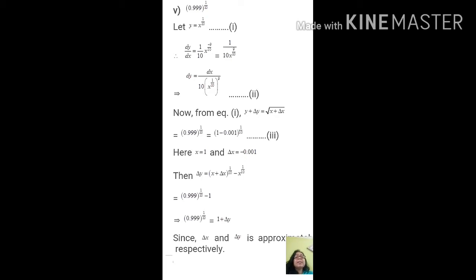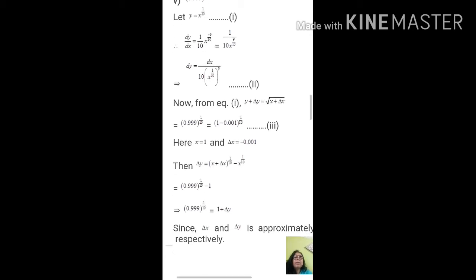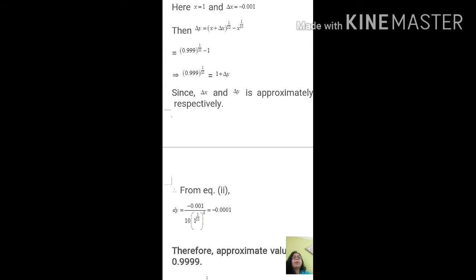Here x we will consider as 1 and delta x we will consider as minus 0.001, because x plus delta x we will write as 0.999. So now delta y, how to do it? That is (x plus delta x) whole to the power 1 by 10 minus x to the power 1 by 10. So 0.999 whole to the power 1 by 10 minus 1, since x we have considered as 1. So delta y we can write 0.999 to the power 1 by 10 minus 1.